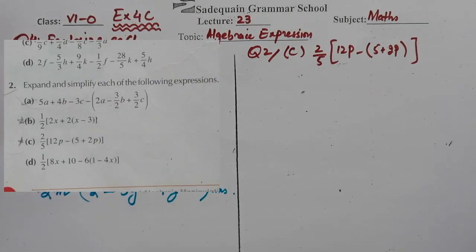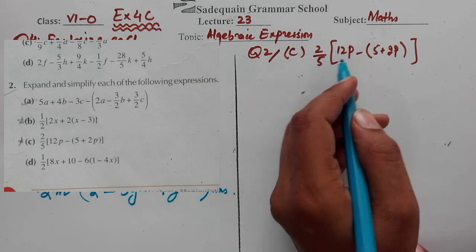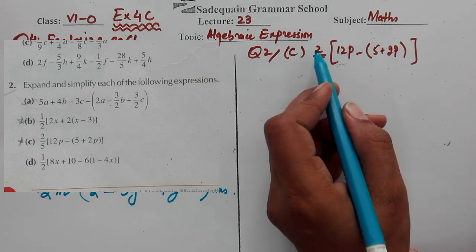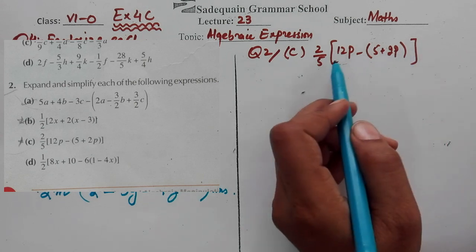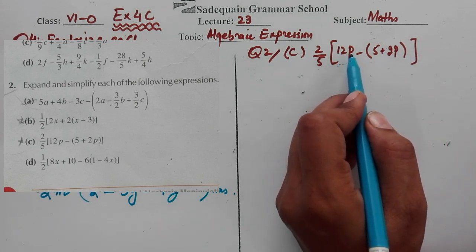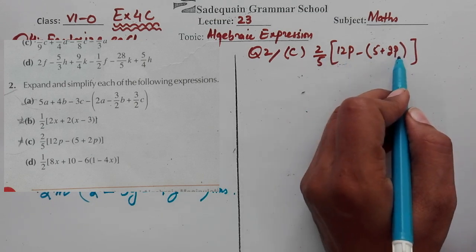Now let's do the question number 2 from exercise 4C. I am taking the part C here. Beta, what we have to do is simplify here. What we have given: 2 upon 5. Now here we have given the square bracket. Within the square bracket we have given 12p minus, now within the square bracket we have given the parenthesis, that is 5 plus 2p.